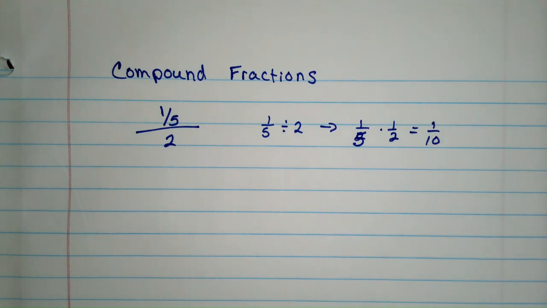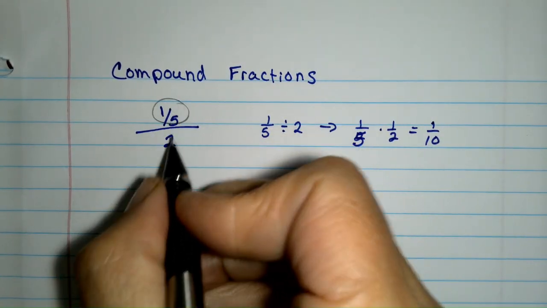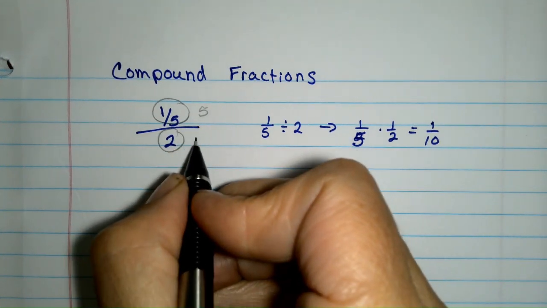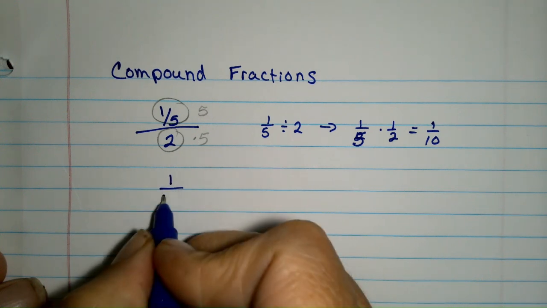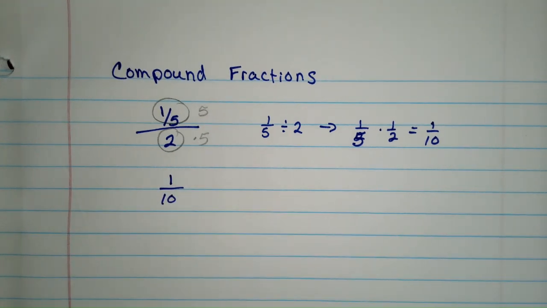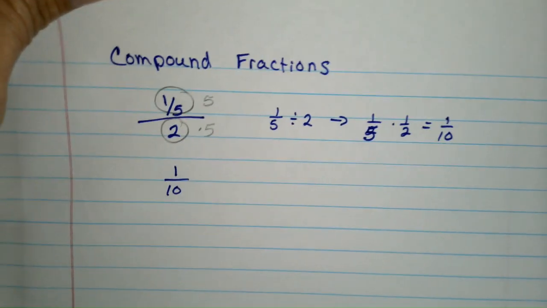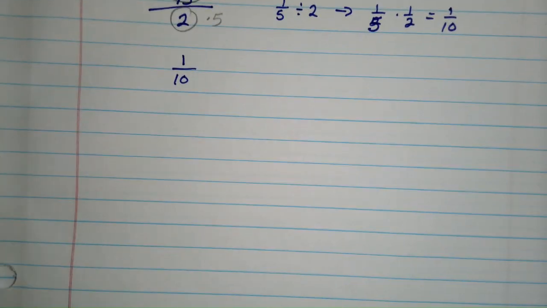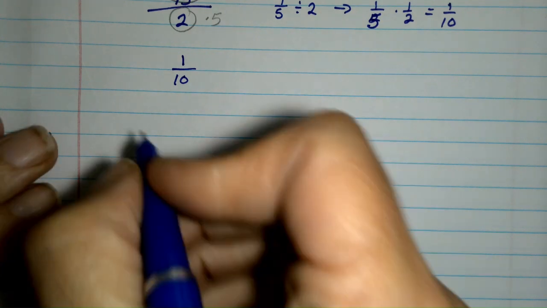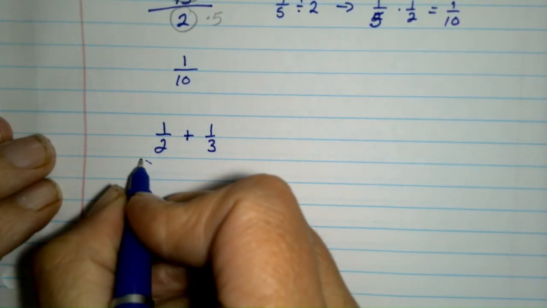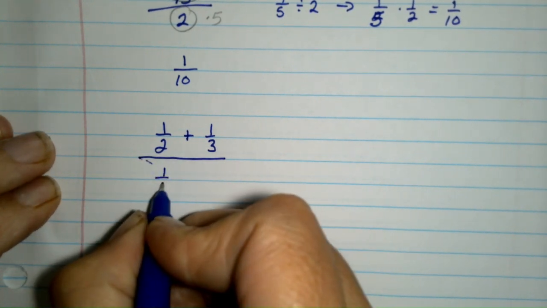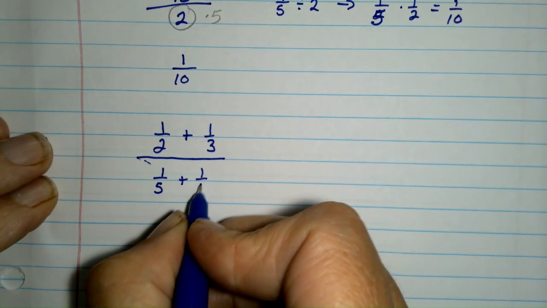Okay? The other way you can think of it is I'm going to times the top and the bottom by 5. 1/5 times 5 is 1. 2 times 5 is 10. So we were able to clear fractions out with one step, not two. So our compound fraction that we're going to start getting into is, let's try 1/2 plus 1/3 over 1/5 plus 1/6.